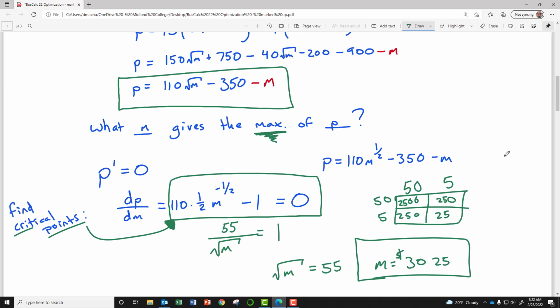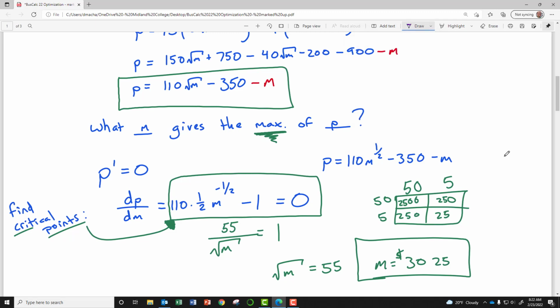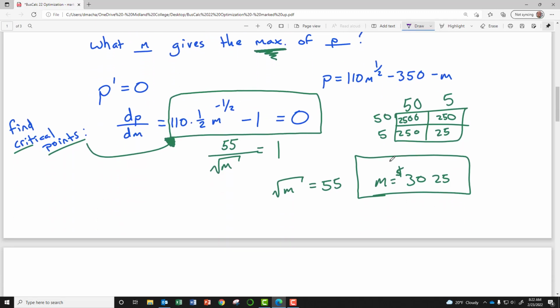Not every critical point is a maximum. Sometimes critical points can be minimums, sometimes they can be inflection points. So if we want to make sure that this is a maximum, what we have to do is take the second derivative of P with respect to M. And so taking the second derivative of P with respect to M, I just take the derivative of the derivative.